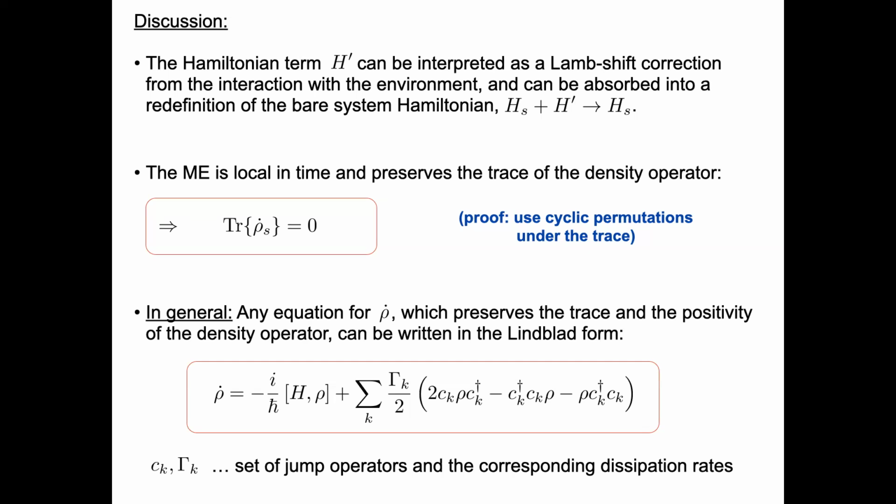Which means we have rho dot, and here I remove the subindex S, is the commutator with the Hamiltonian, and then a sum of this type. For each of these, C_k now reflects a different type of coupling to the path, and gamma_k would then be the corresponding rate that is associated with this.